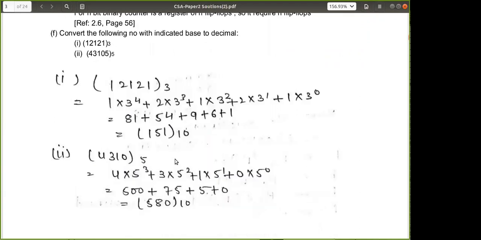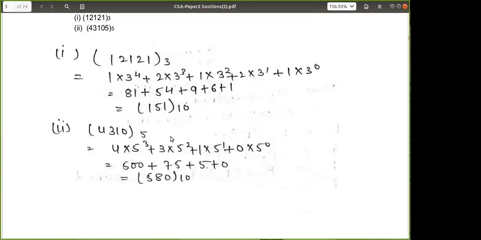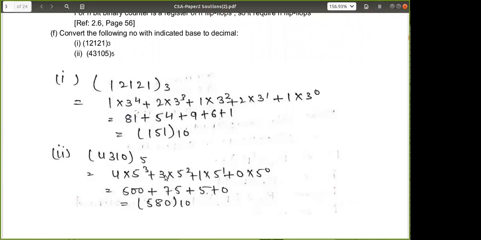So from right to left, we have to increment the power of the 3 by 1 and then multiply it by all the digits from right to left. So similarly, for the base 5, we will do this. So after this, we will convert any base to the decimal number.